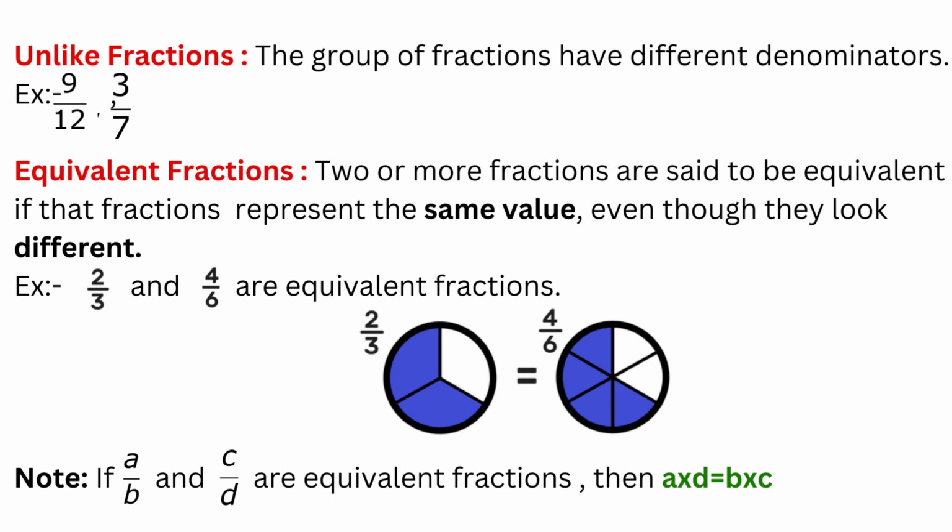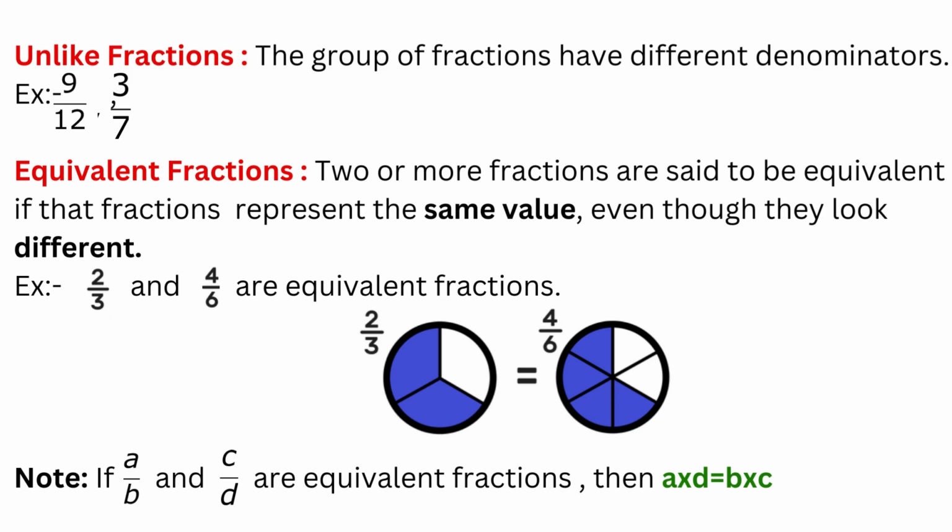See, here we have two fractions. They both have different denominators, right? Example, 9 by 12 and 3 by 7. In 9 by 12, the denominator is 12 and in 3 by 7, the denominator is 7. 12 and 7 both are different. So, such type of fractions are called unlike fractions.